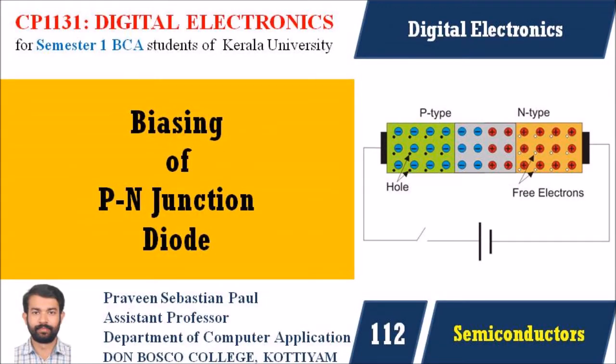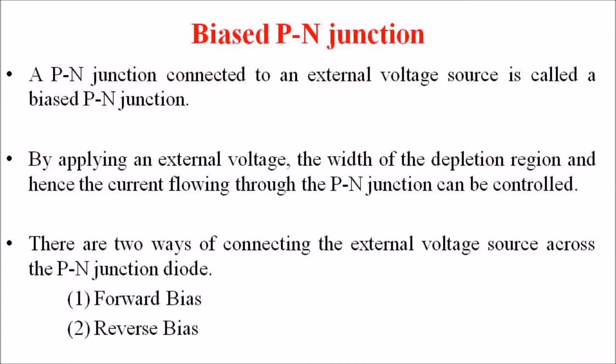In this lecture, we are discussing the biasing concepts of PN junction diode. Previously we had mentioned what a PN junction is and how PN junctions are formed. Here we are discussing the biasing concepts. A PN junction connected to an external voltage source is called a biased PN junction. Such a PN junction finds a variety of applications in electronics.